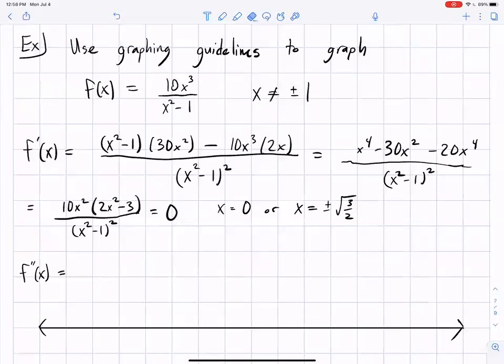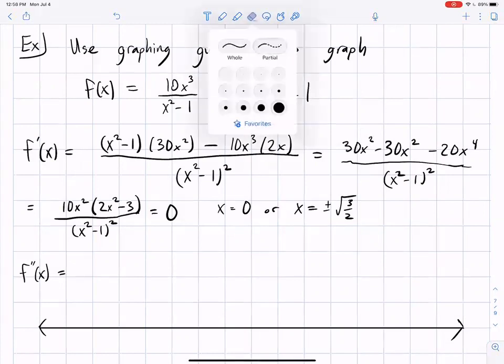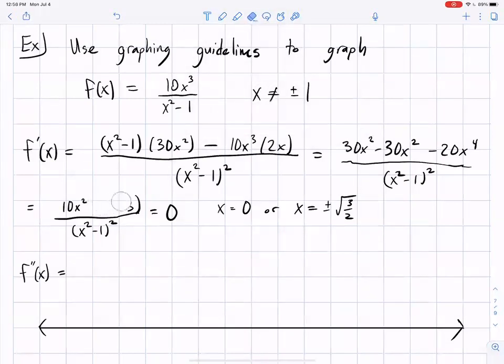So actually I made a mistake here. So this should be 30x squared. And so this actually shouldn't be a 2. This is just going to be an x squared minus 3. And so it's plus or minus root 3.